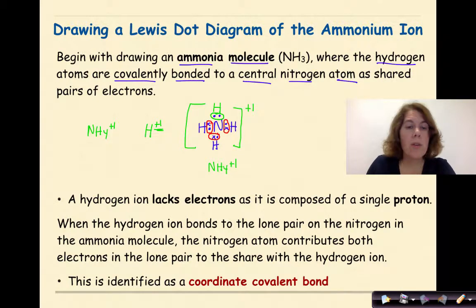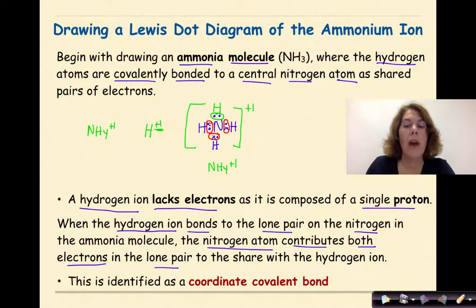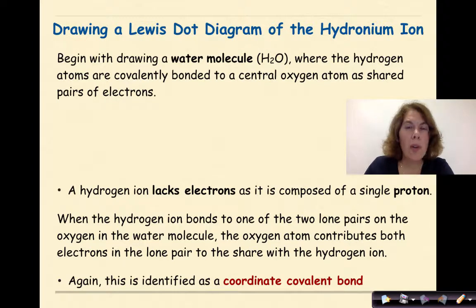So in other words, a hydrogen ion lacks electrons as it's composed of a single proton. When the hydrogen ion bonds to the lone pair on the nitrogen in the ammonia molecule, the nitrogen atom contributes both electrons in the lone pair to share with the hydrogen ion. This specifically is a coordinate covalent bond. Let's look at another example. Now let's look at the hydronium ion.